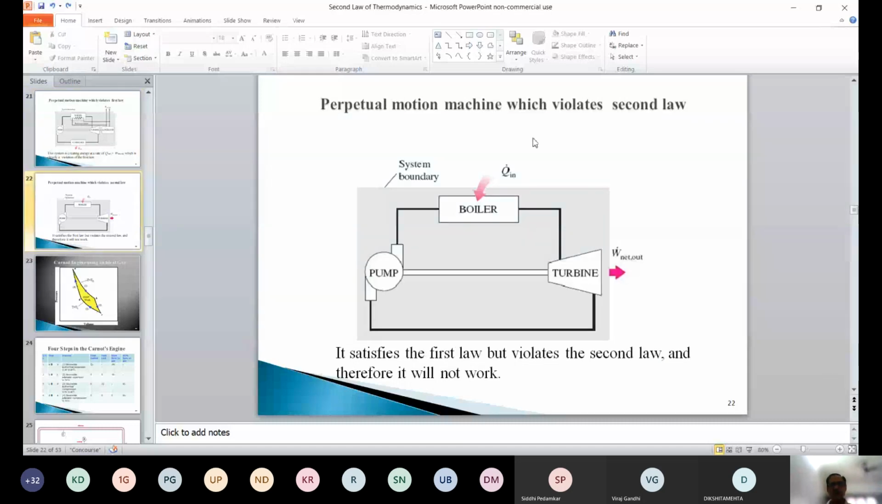And the perpetual motion machine which violates the second law: we have Q in here in the boiler and W out here in the turbine, but there is no sink. That means all the energy which is input to the boiler is converted to work. So again, this is a violation of the second law.